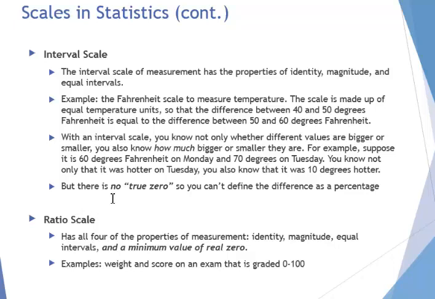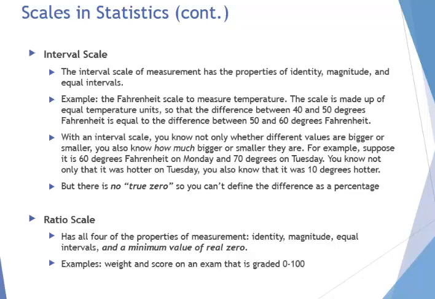There's no true zero. You can't define the difference as a percentage. For example, you can't say that if it was 100 degrees on one day and 50 degrees on another day, it was twice as hot. You can't. The reason you can't say that is because the zero in the Fahrenheit scale means nothing. There's no significance to zero.